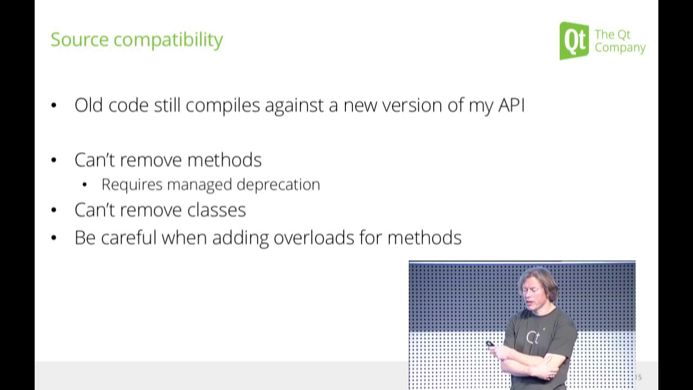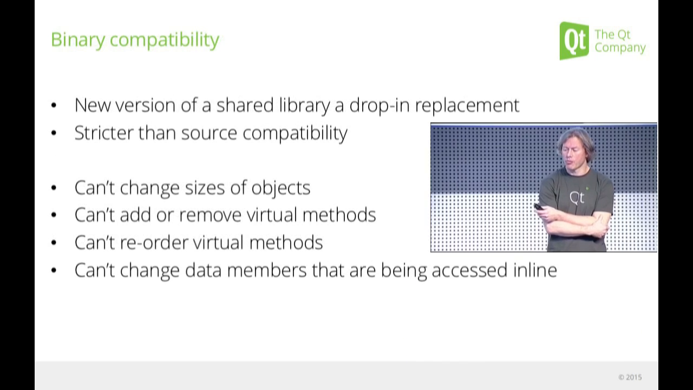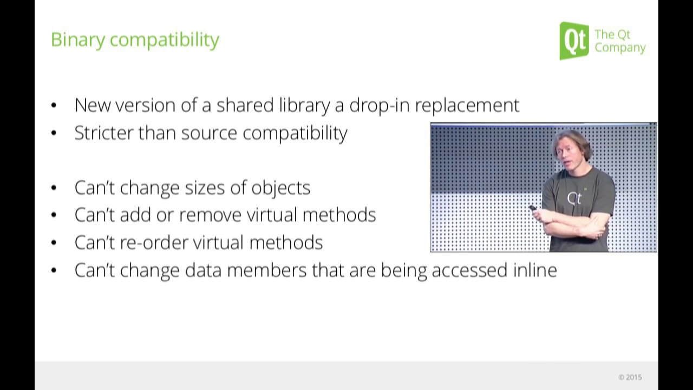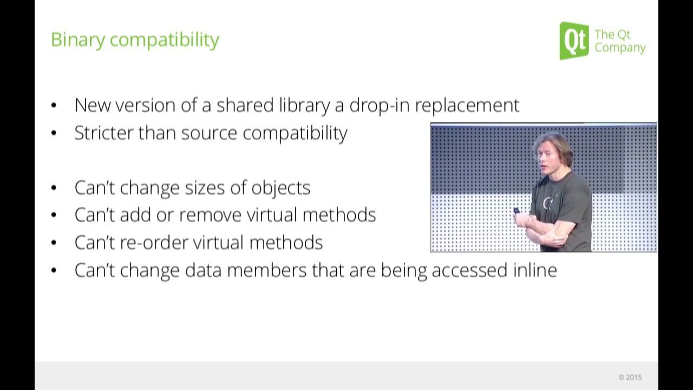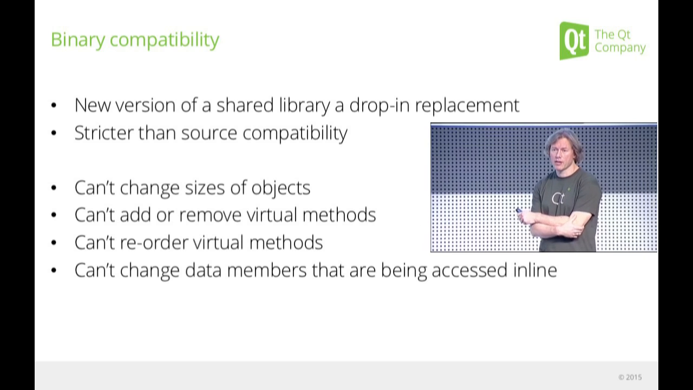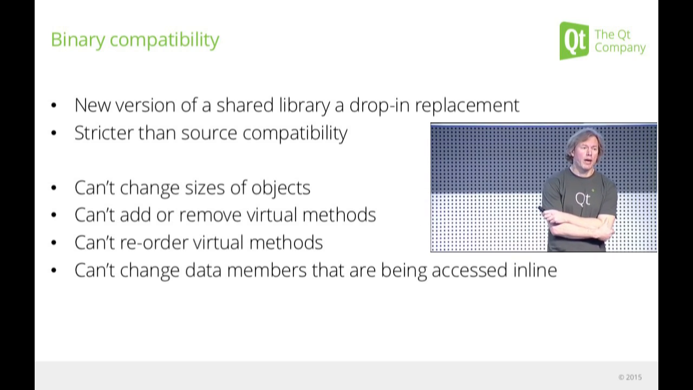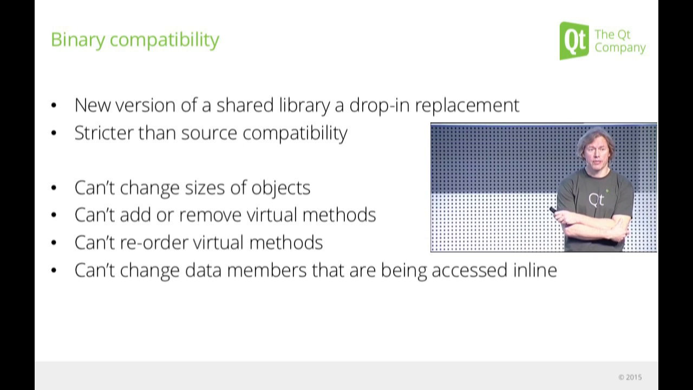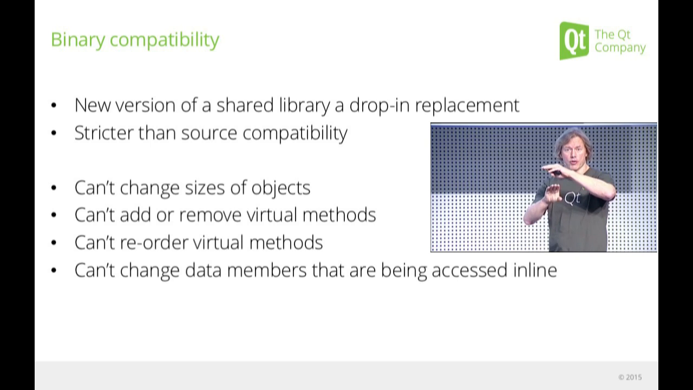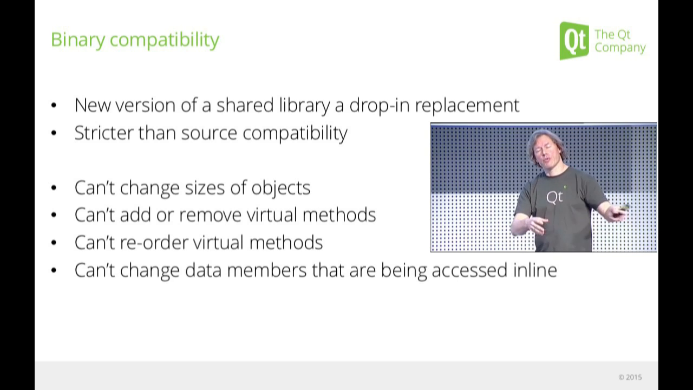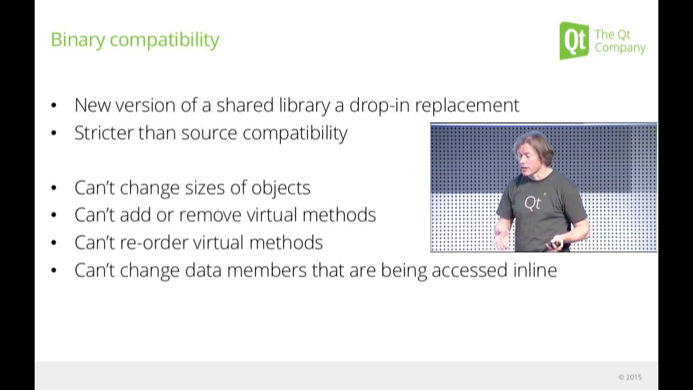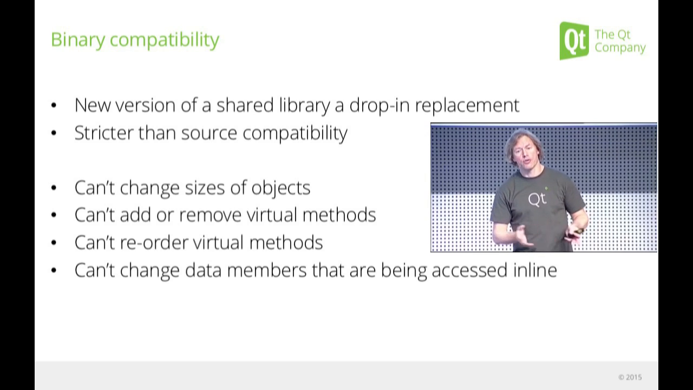As I said, with binary compatibility, the new version of the shared library is a drop-in replacement. It's stricter than source compatibility, but you can actually break source compatibility and still keep binary compatibility with some tricks. One way is, for example, when you compile your library, you have all the methods available, but by switching on a certain define, you hide certain methods behind the define. When you ship it to your users, that define is not on, so the methods are not visible in your header files anymore. And suddenly the users can't use those anymore.